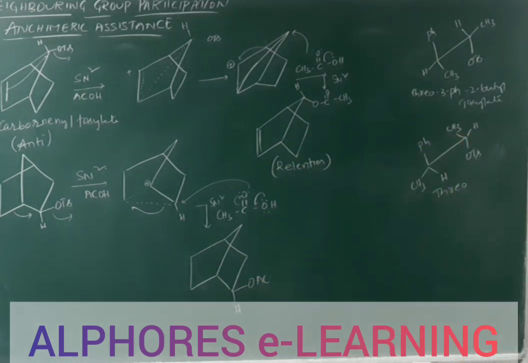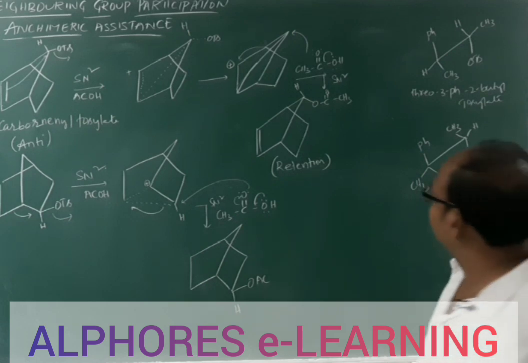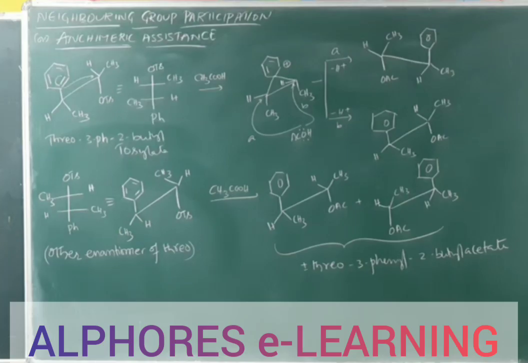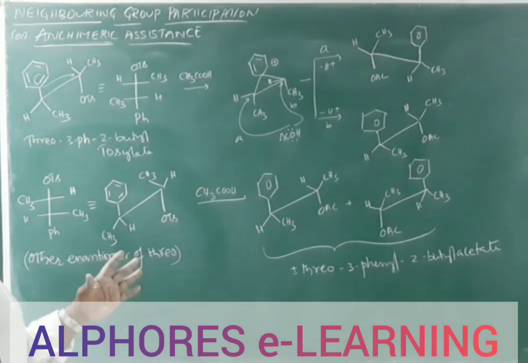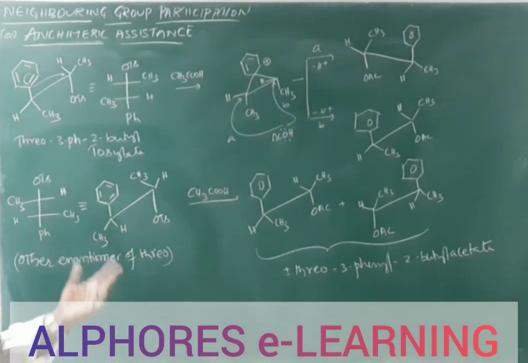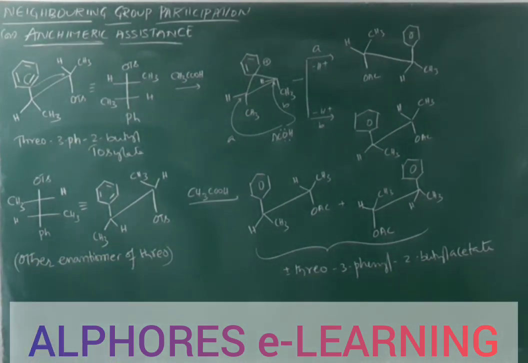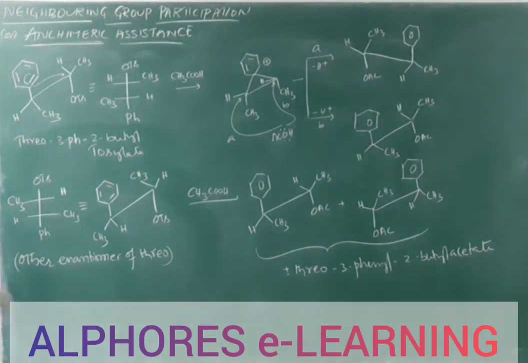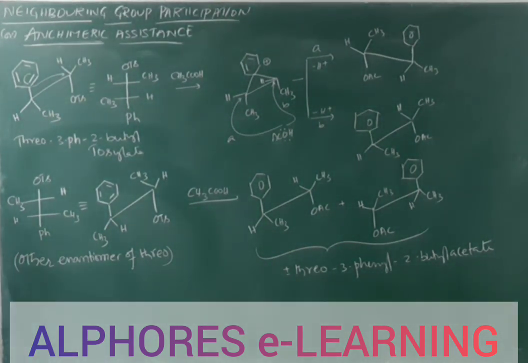Now let us consider 3-phenyl 2-butyl tosylate. Anchimeric assistance occurs not only with a double bond, meaning a pi bond, and a single bond. Beyond that, a phenyl ring also shows anchimeric assistance. Let us take this example.